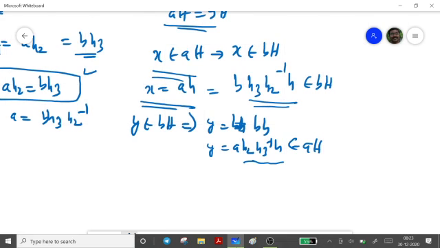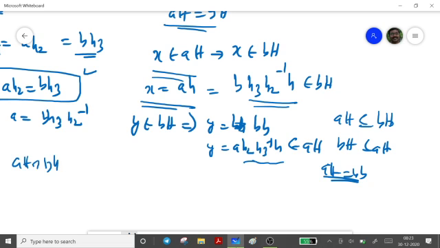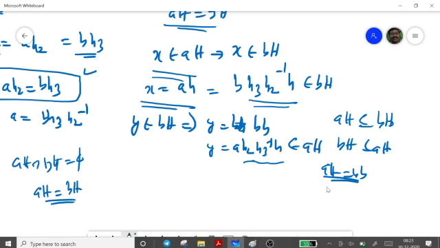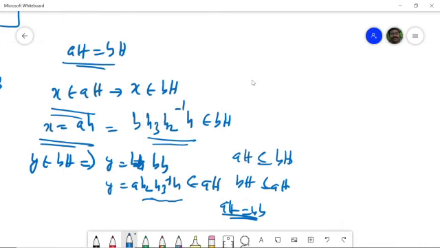That means AH is a subset of BH, and similarly BH was also a subset of AH. That means AH is equal to BH. So what have we got? Either AH intersection BH is equal to phi, or if it is not phi, then both are the same. So the cosets are either the same or they are entirely disjoint. So this was the result which we have proved here.